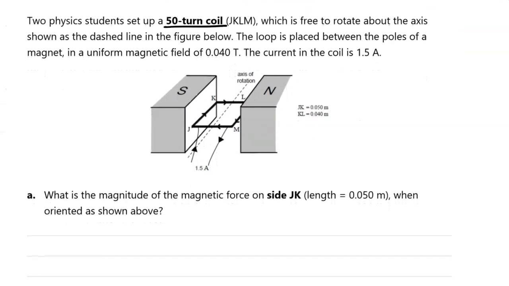We have a 50-turn coil. We have a value of N that's not equal to 1. It's free to rotate about the axis as shown. We've got a loop, it's placed between poles of a magnet. We're told the magnetic field strength, and we're told the current.